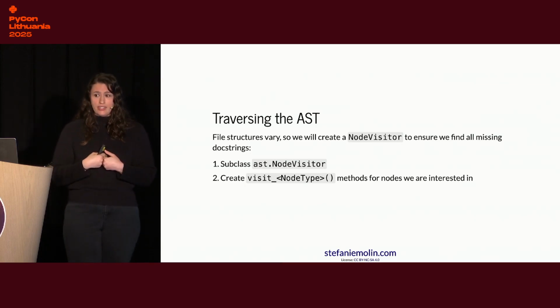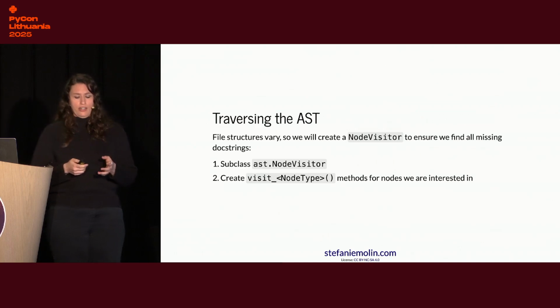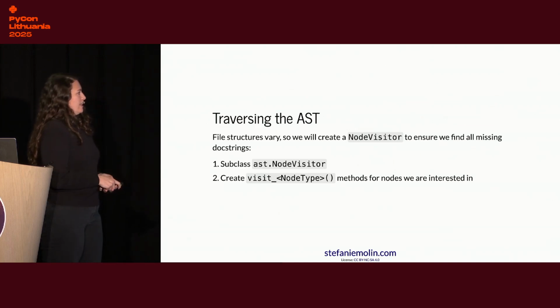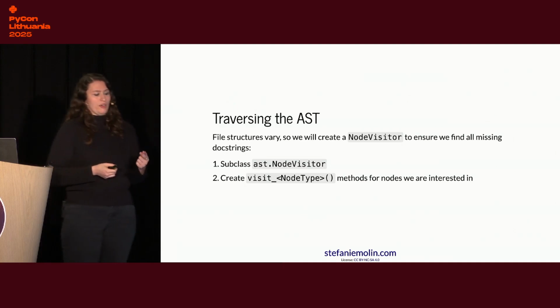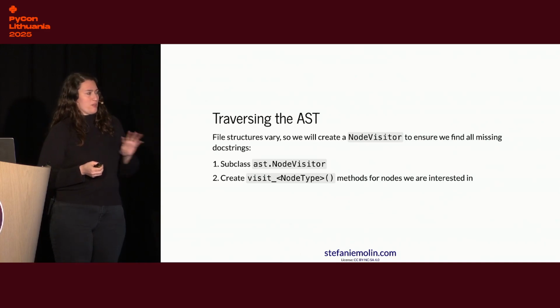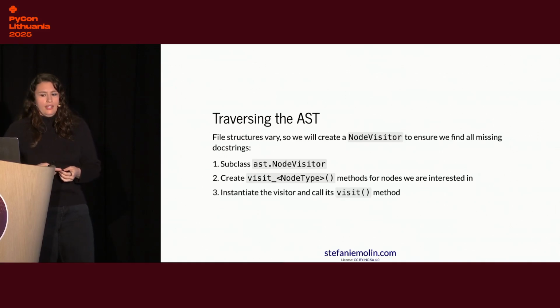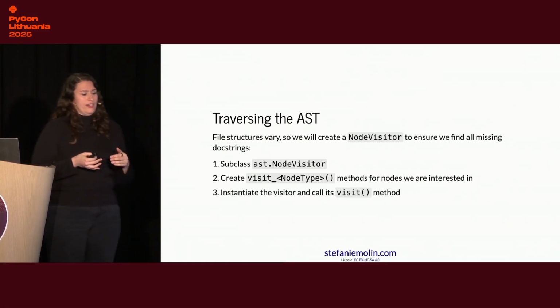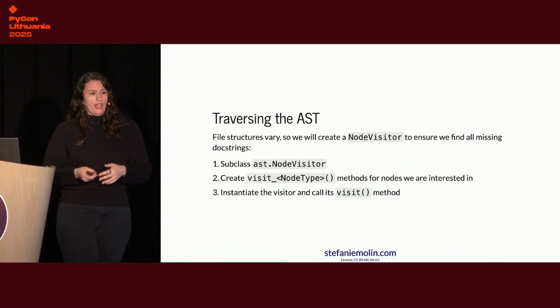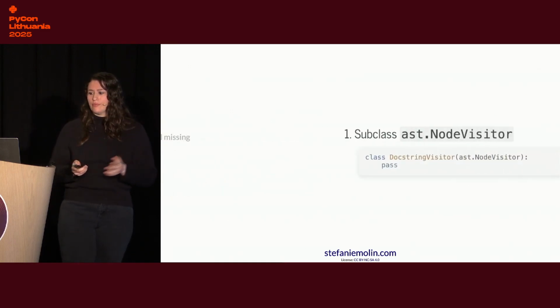So for our case, we're going to define methods for each of the nodes that we actually want to check the docstrings on. And you'll notice that it's visit underscore and then node type. And if you recall, the node types were not in the same casing as this. So you're going to have some wonky looking function names or method names, and your linters will complain about it, but that is the way that these have to be written. And then once we have all that written, we can actually use the visitor, and we'll call its visit method on the tree, and then the traversal will happen for us.